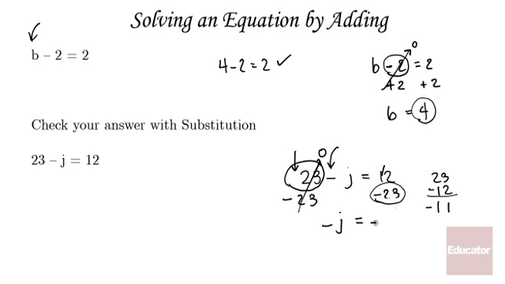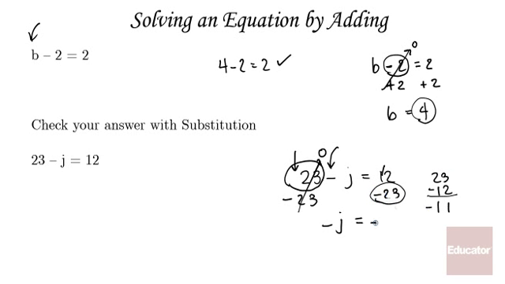T minus 2.8 equals 8.5. The opposite of subtracting 2.8 is adding 2.8. And the addition property of equality tells us we must do it to both sides. Line up your decimal. 2.8 minus 2.8 cancels to 0. And T equals 8 plus 5 is 13.